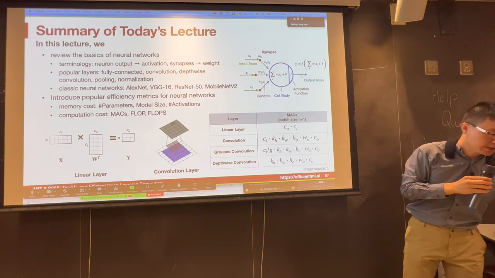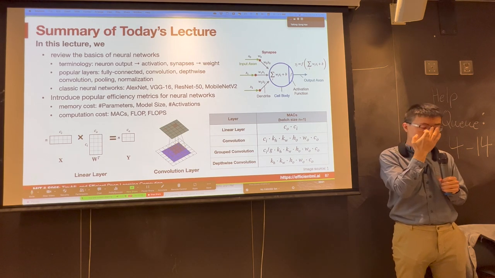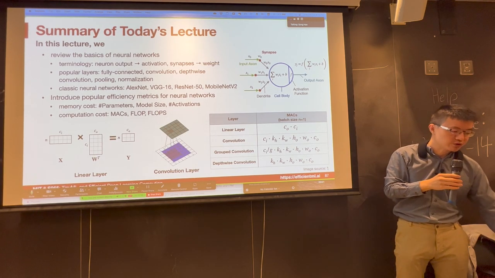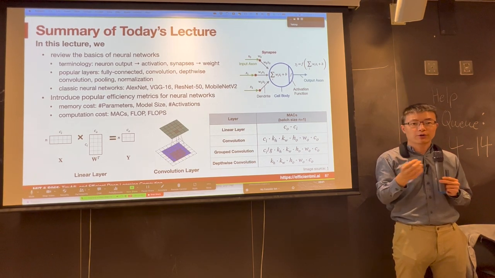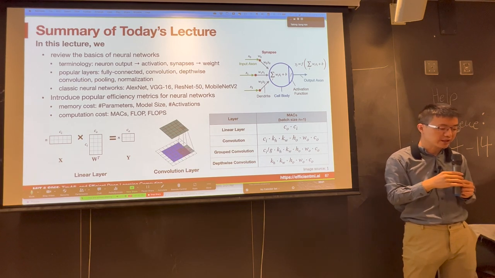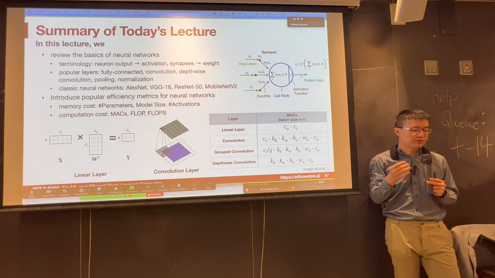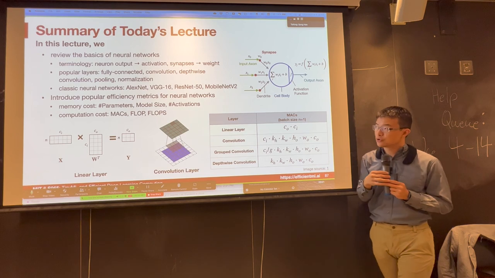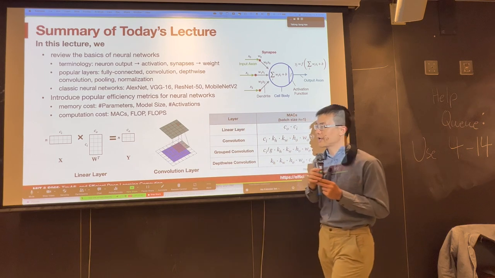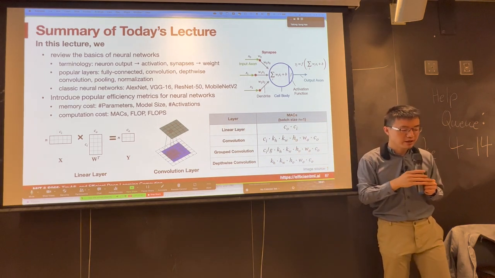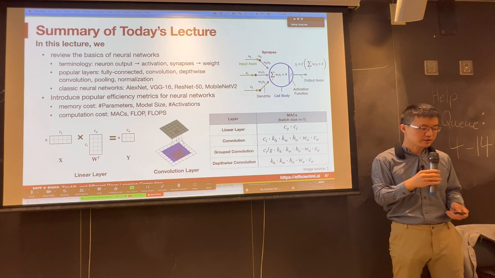All right, so in summary, in this lecture, before Zhijian dives into the PyTorch tutorial, we reviewed the first basics of neural nets, the neurons, the activations, the synapses, the weights, and the popular layers, including the FC layers, convolution layers, depth-wise convolution, group convolution, pruning, normalization, and reviewed several classic neural nets. And then we introduced these efficiency metrics, including the memory-related and also the computation-related. And don't forget about these dimensions to calculate the number of MACs and the model size for different kinds of layers.